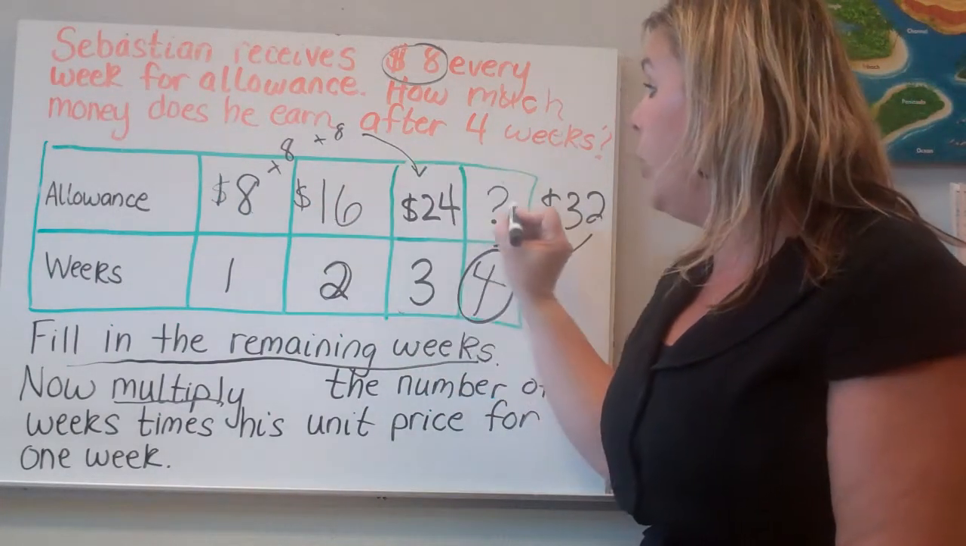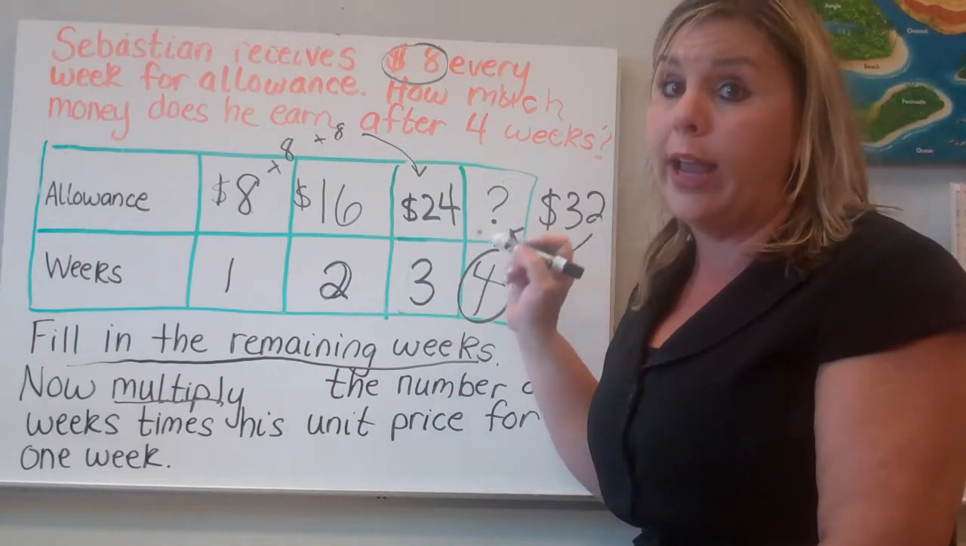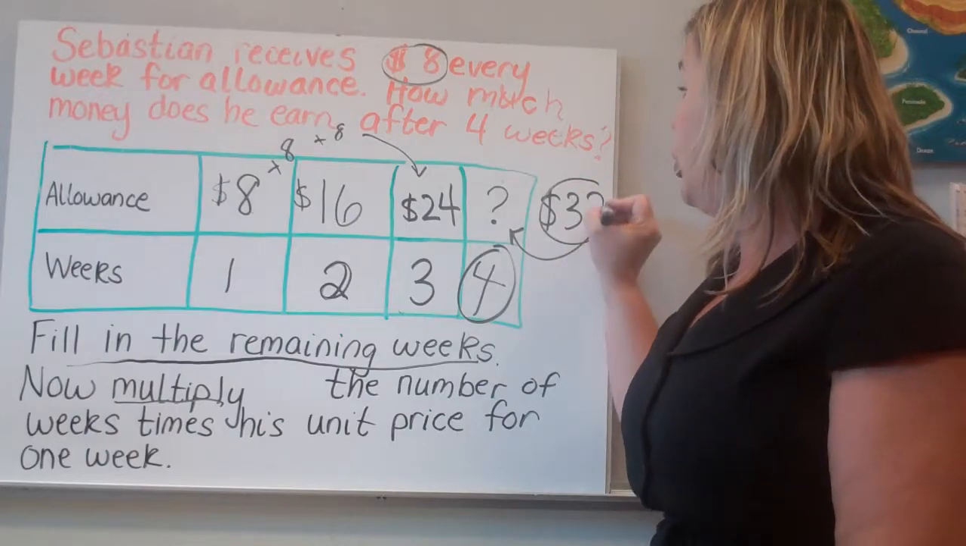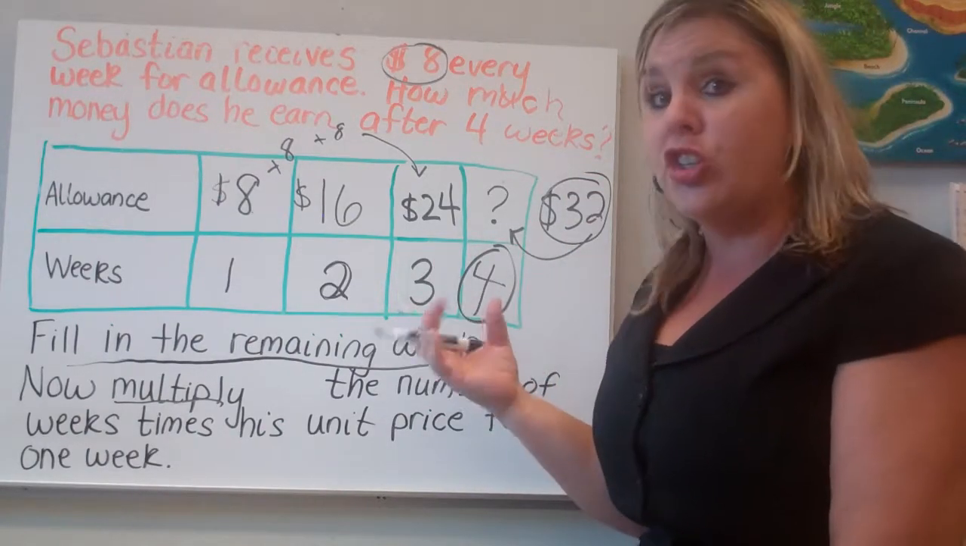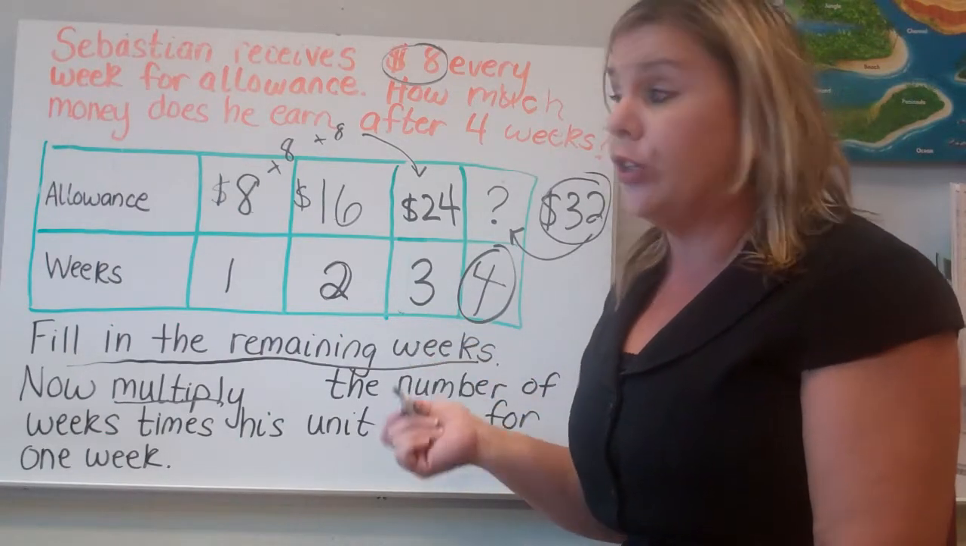And then on the 4th week, it would be 8 plus 8 plus 8 plus 8, or 8 times 4 is $32. So in Sebastian's 4th week, he would have accumulated $32 for his allowance.